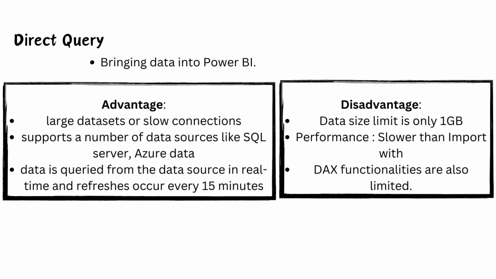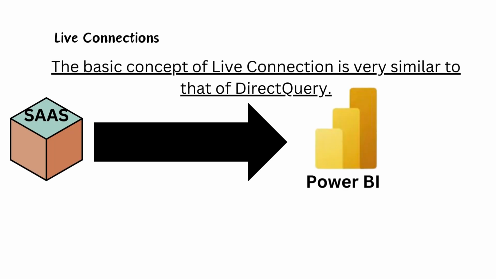Advantages and disadvantages of direct query. Advantages. Excellent for large data sets. Supports a number of data sources like SQL Server, Azure Data. Data is queried from the data source in real time, and refreshes occur every 15 minutes. Disadvantages. Data size limit is only 1 GB. Performance is slower than import mode. DAX functionalities are limited.